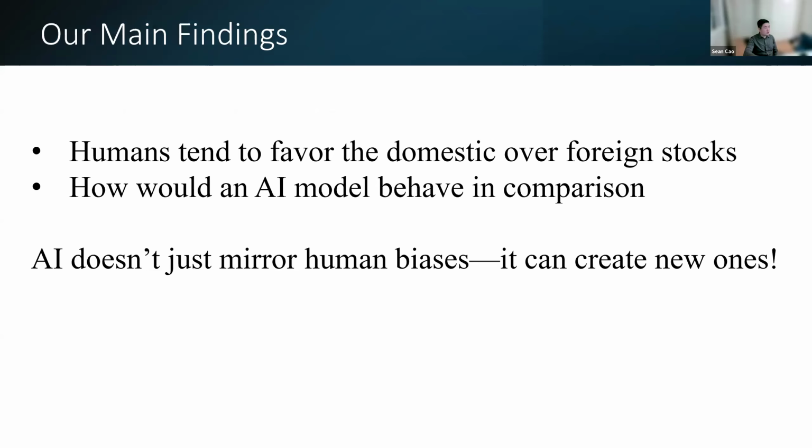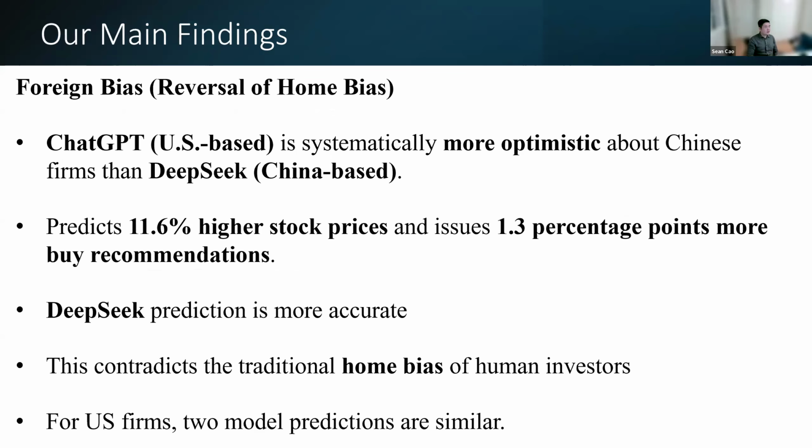But very interestingly, the AI does not mirror human bias. When we feed Chinese firms into both AIs, we found that the US GPT likes Chinese companies more than the Chinese AI does. That's very interesting. Basically, the US AI can favor Chinese stocks more than DeepSeek does. And this only happens for Chinese stocks. When we feed GPT and DeepSeek with US companies, the two models are very similar.